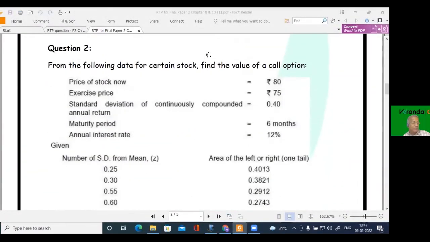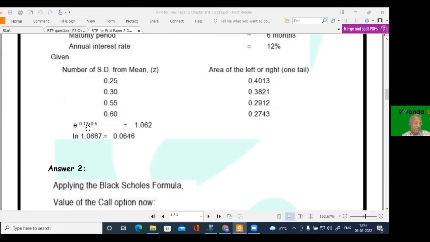So the second part of the question is about the Black-Scholes model. From the following data, for a certain stock, find out the value of the call option. Price of stock now, 80. Exercise price, 75. Standard deviation of the compounded annual return is equal to 0.4. Maturity period 6 months and annual interest rate is 12%. Given the number of standard deviations from the mean, 0.25, 0.3, 0.5, 0.60, the area of the left or right tail.